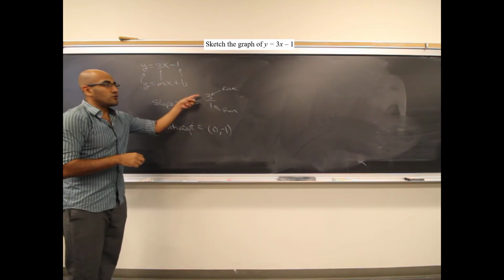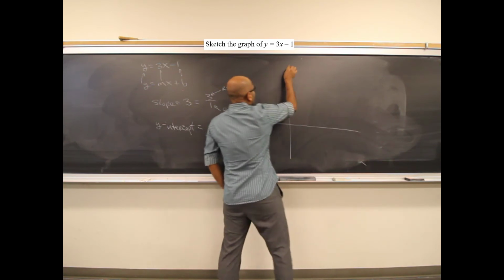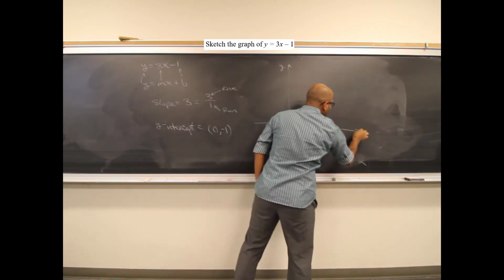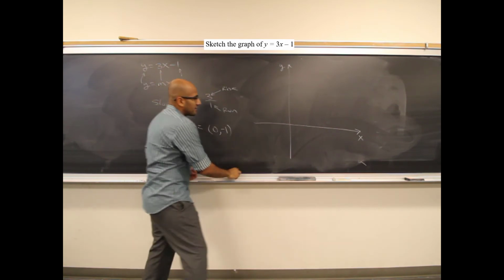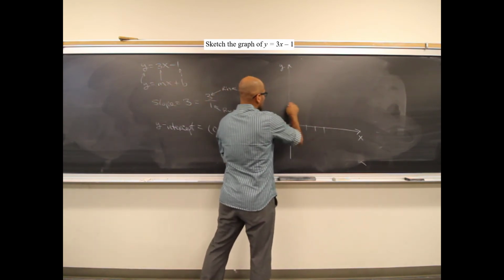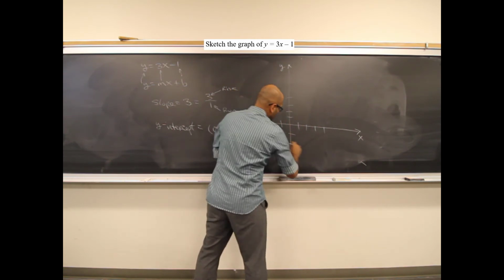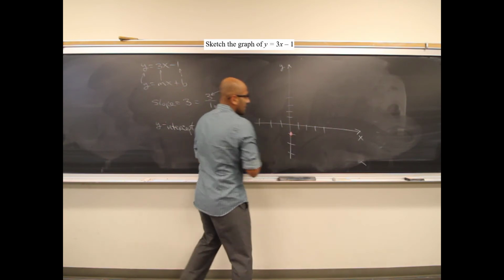And now if I want to use these two pieces of information to sketch the graph, I first of all graph the one point I definitely know about. (0, -1) is definitely on my line. So 1, 2, 3, 4. So here is (0, -1), right there.